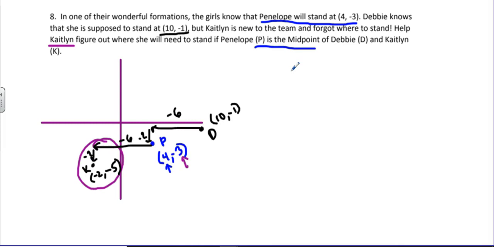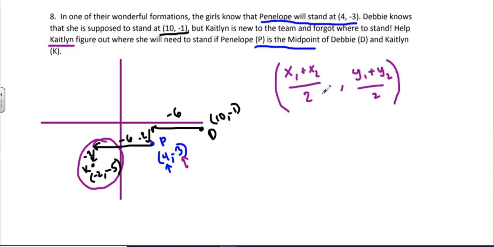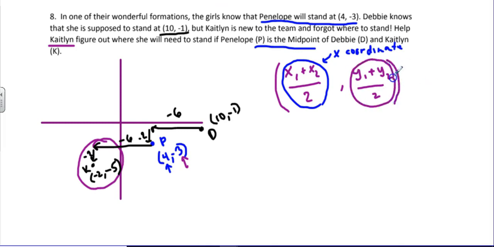Another strategy would be to use the midpoint formula. X sub 1 plus x sub 2 divided by 2, and y sub 1 plus y sub 2 divided by 2. With this formula, remember this part right here, that's going to give you the x-coordinate of the midpoint, and then this other part is giving you the y-coordinate of the midpoint. For this problem, we already know the x and y coordinate of the midpoint. We know that the x-coordinate is 4 and the y-coordinate is -3.